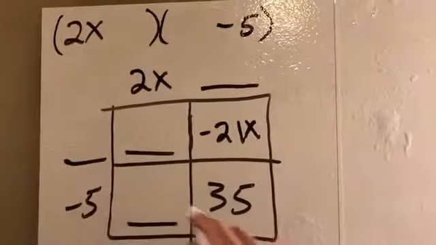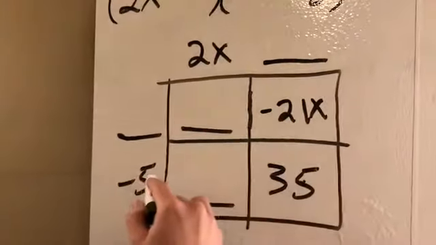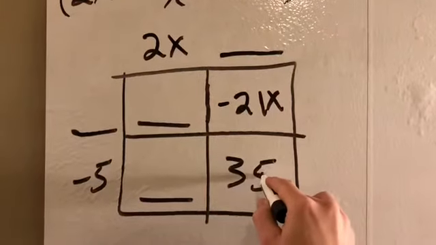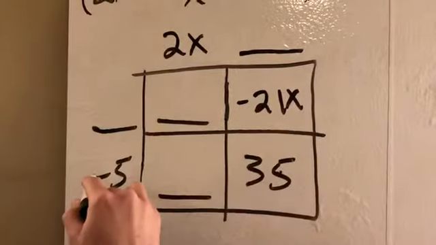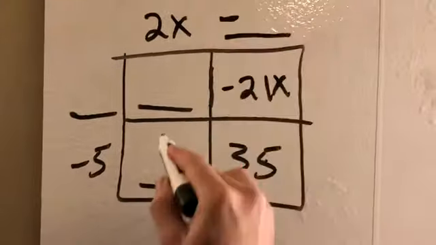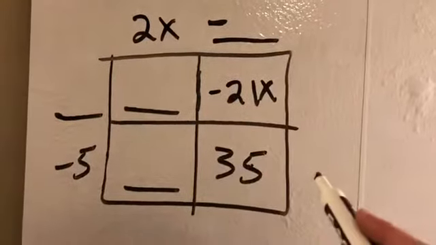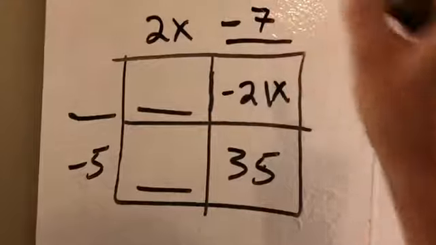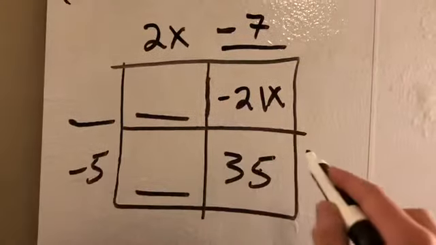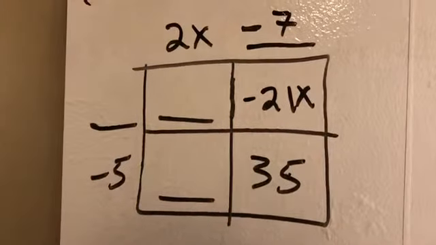Let's first start with this 35. Negative 5 times what gives us positive 35? Well, I know the only way to get a negative times something else to get a positive is a negative number. So I'm going to start there. Negative 5 times negative something turns into positive. Now I know that's going to be 7. Negative 5 times negative 7 is positive 35. Make sure you're really thinking through those negatives there.